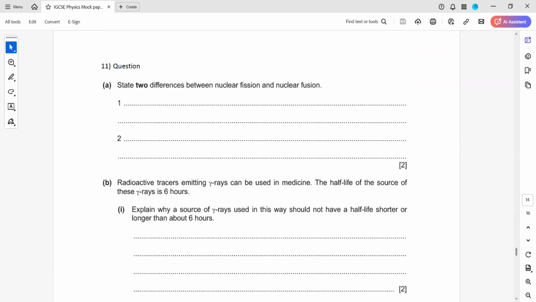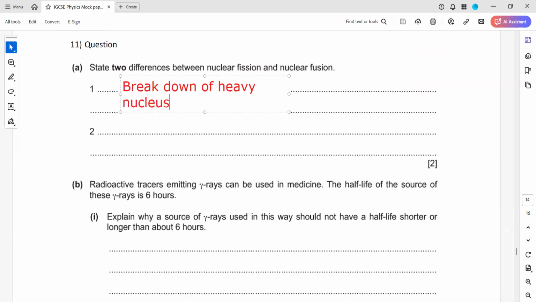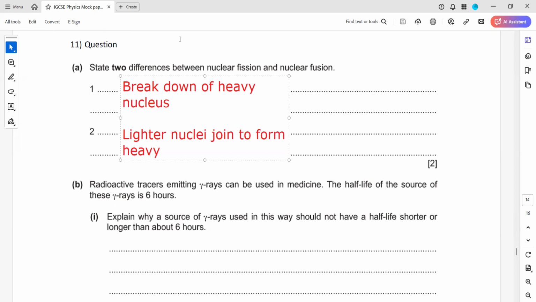State two differences between nuclear fission and fusion. Nuclear fission is the breakdown of a heavy nucleus. Fusion is where lighter nuclei are joined to form a heavy nucleus. And fusion produces more energy than fission.